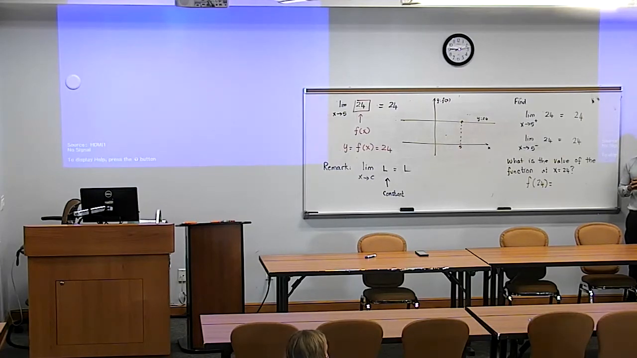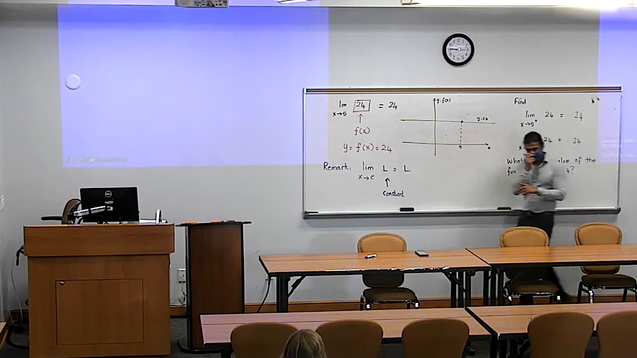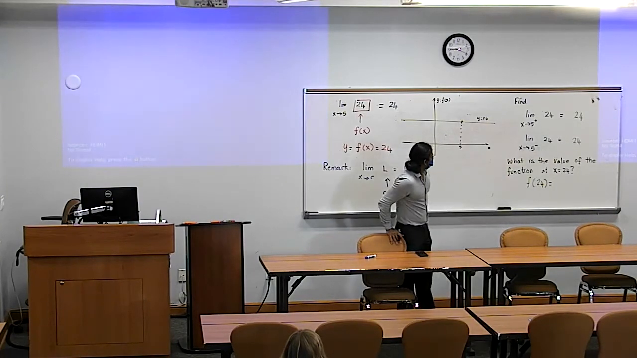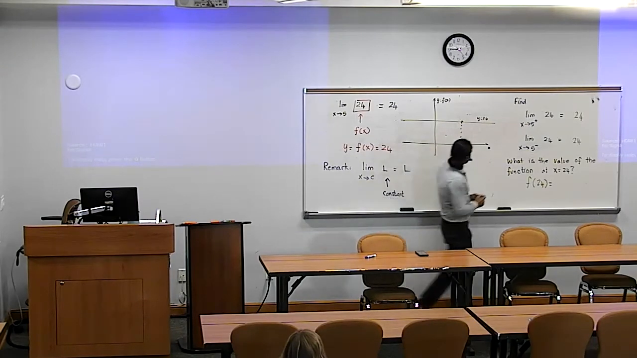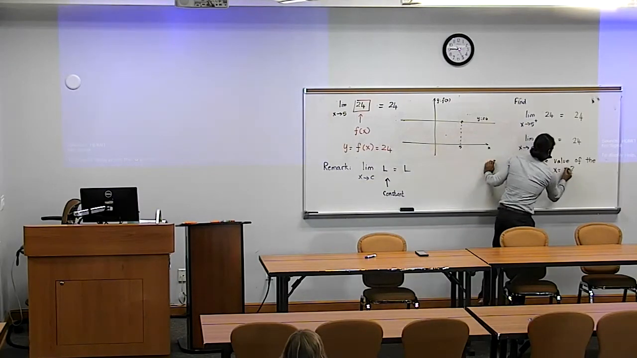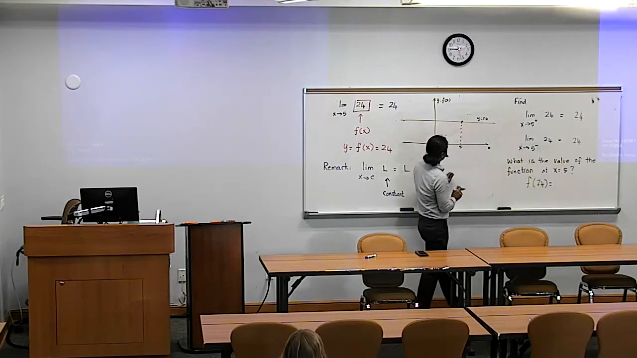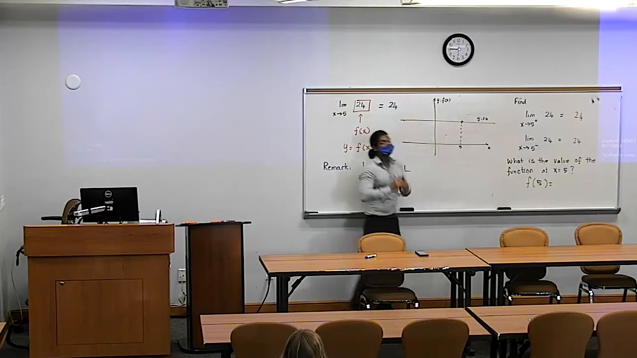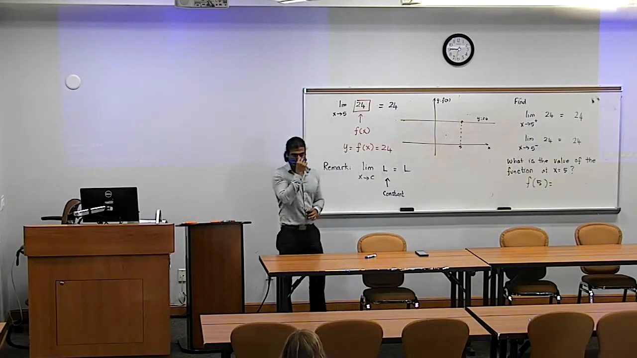It's a vertical line, right? No. Oh, sorry. I meant to say x is equal to 5. X is equal to 5. That's my fault. X is equal to 5.